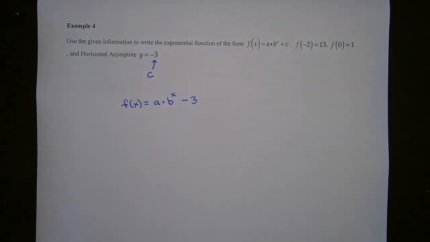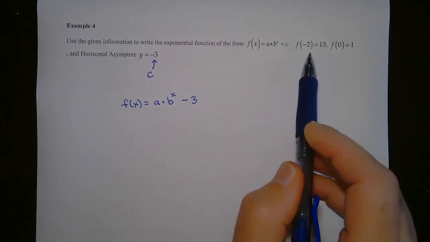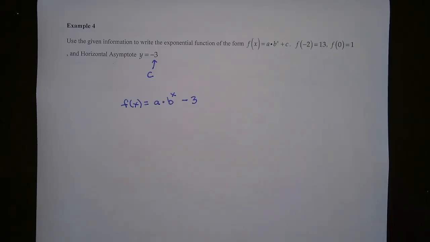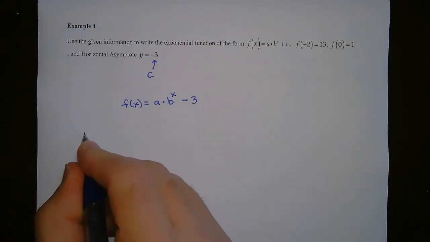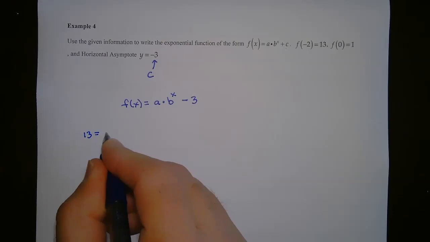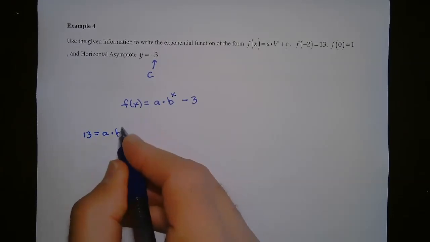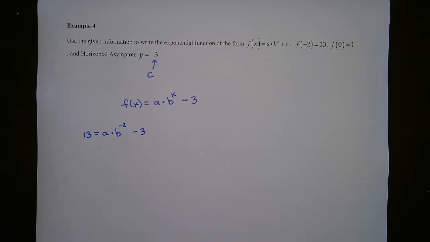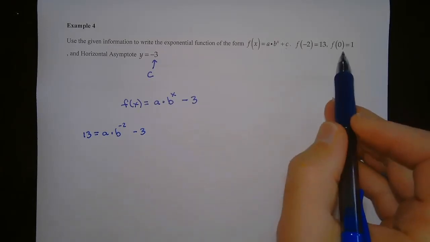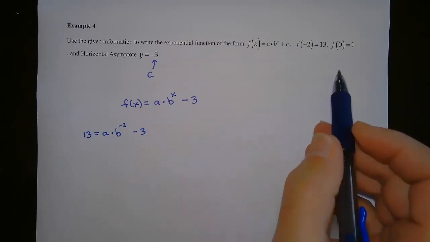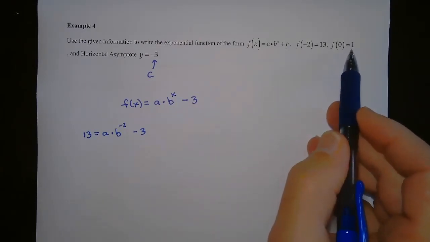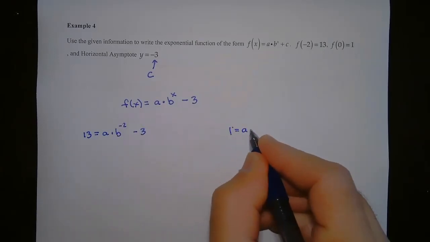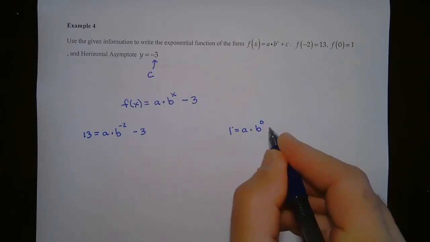Now, I know that if I put in -2 for my x, I'm going to get out 13. So this is going to allow me to write an equation, just like we did before. This is going to be 13 is equal to a times b raised to the -2 minus 3. So that's one equation. It has two unknowns, so I need a second equation, and that's where f of 0 equals 1 comes in. If I put 0 into the function, I get 1 out. So that would be written in this form as 1 is equal to a times b to the 0 minus 3.